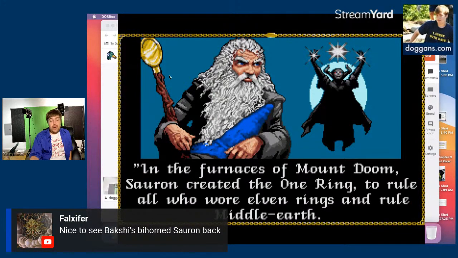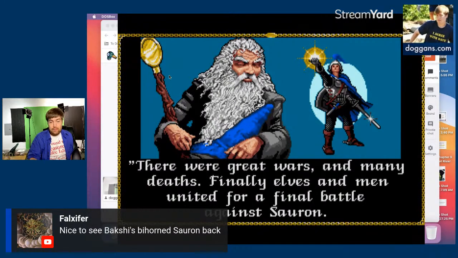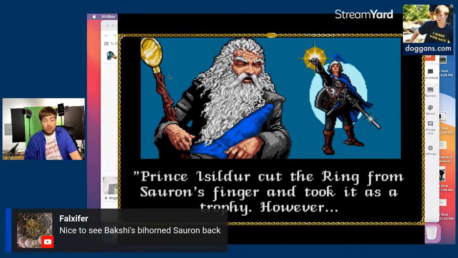In the furnaces of Mount Doom, Sauron created the One Ring to rule them all. The furnaces of Mount Doom. I guess, to rule all who wore elven rings and rule Middle-earth. There were great wars and many deaths. Finally, elves and men united for a final battle against Sauron. Prince Isildur cut the ring from Sauron's finger and took it as a trophy.